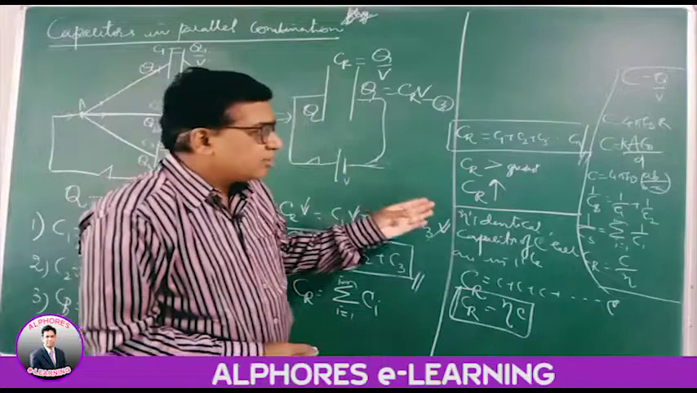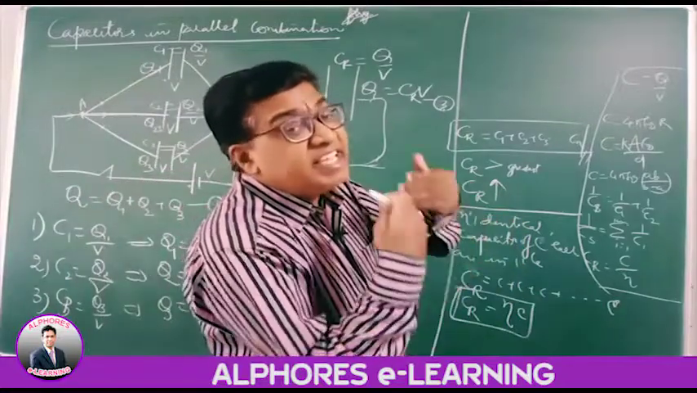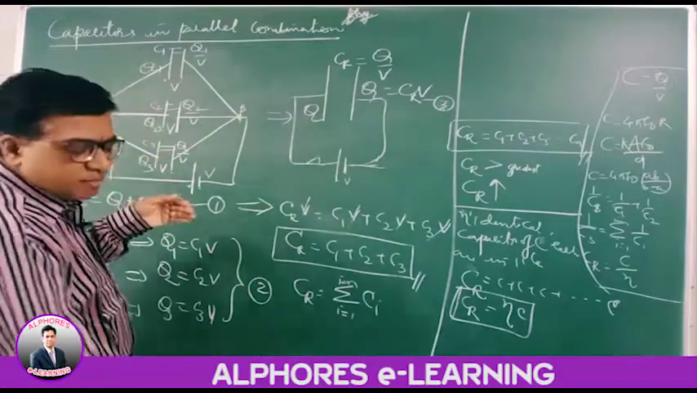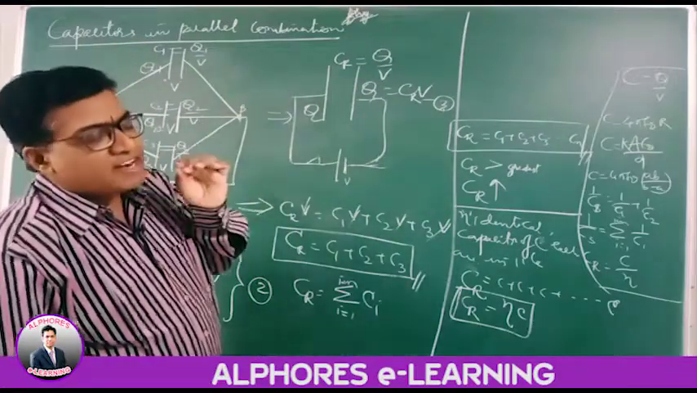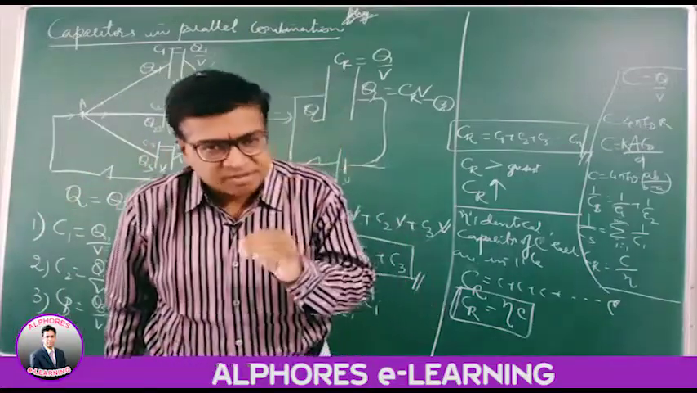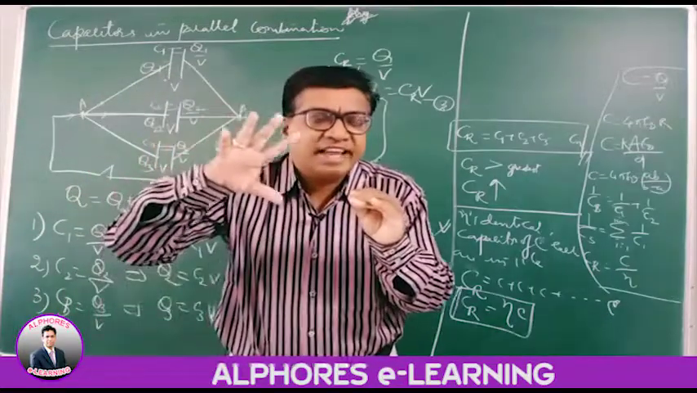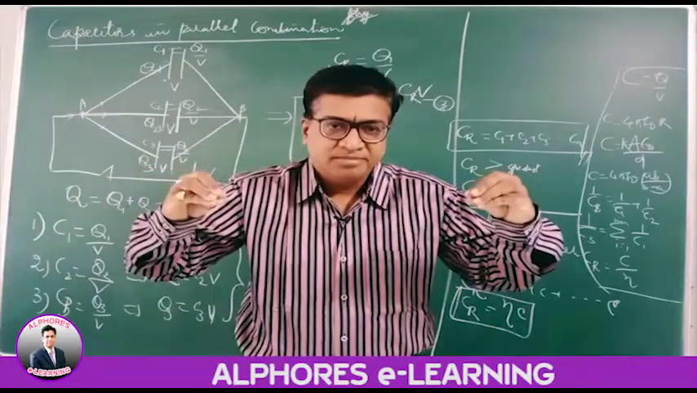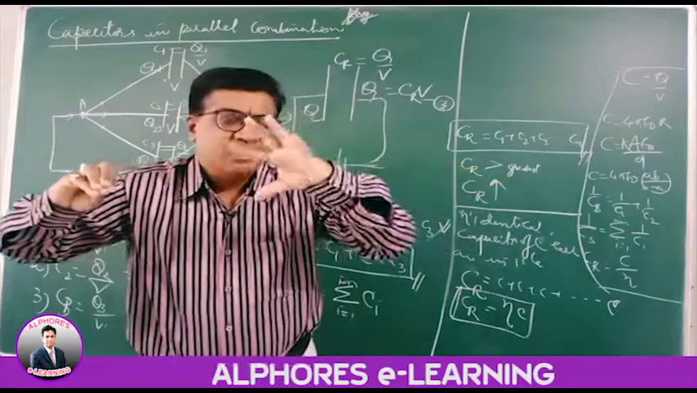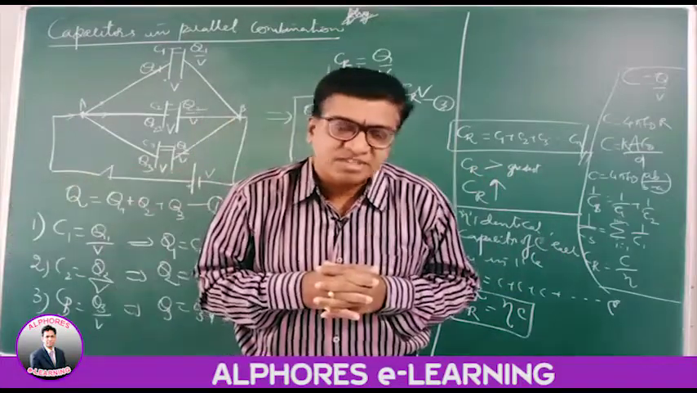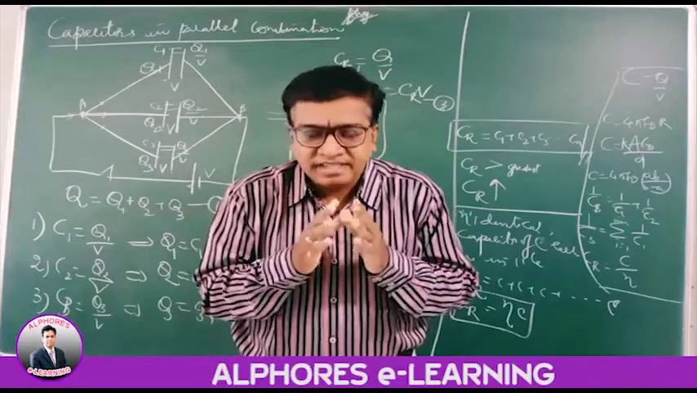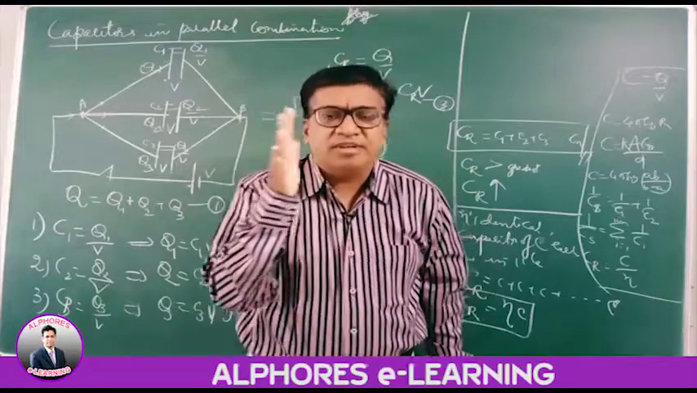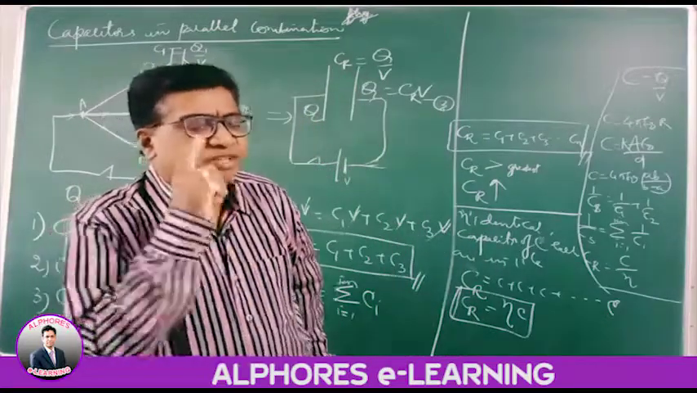So in this parallel combination, the resultant capacity increases. The capacity of the capacitor increases. Whenever you connect capacitors in parallel, please see, parallel combination is the method of combining elements where all the like terminals are joined together: all the positive terminals are connected to one point, and all the negative terminals are connected to another point. Such a combination is termed a parallel combination.